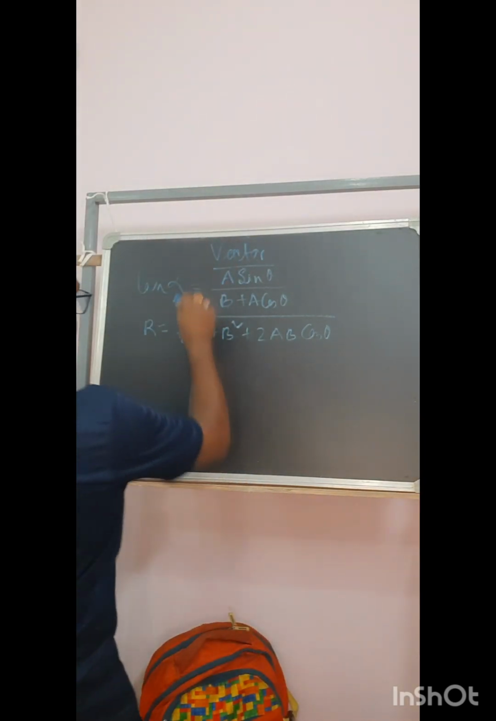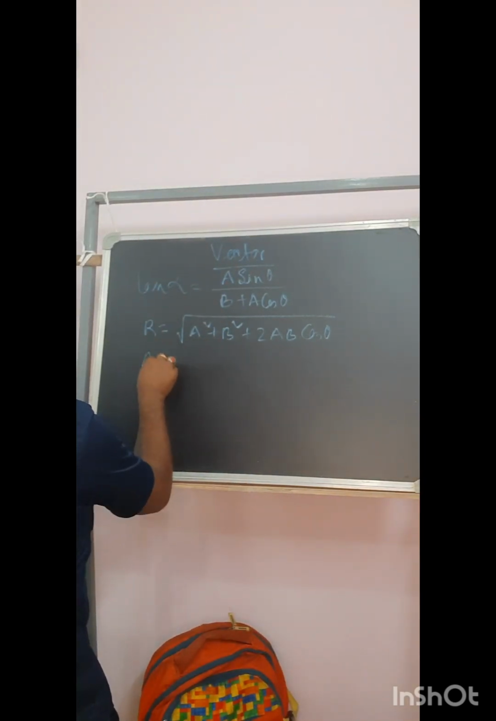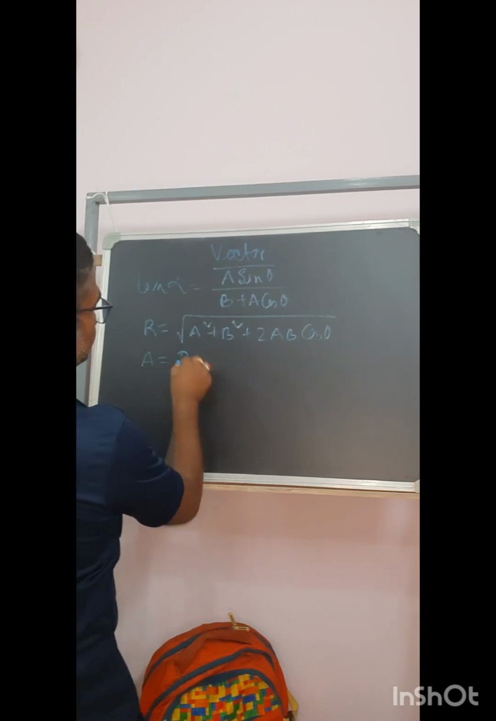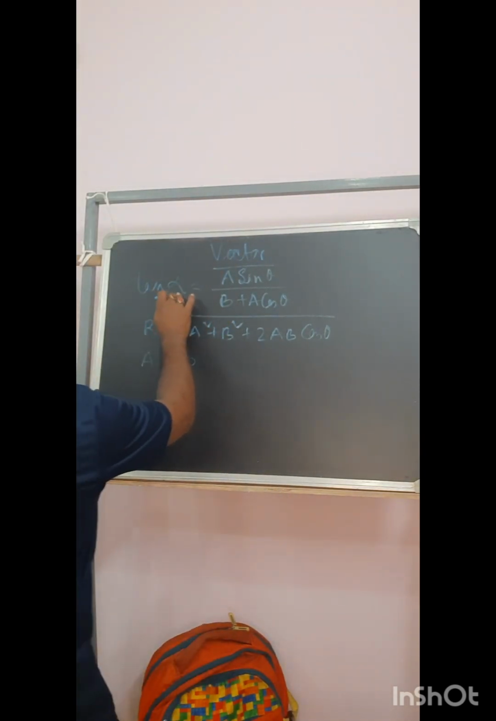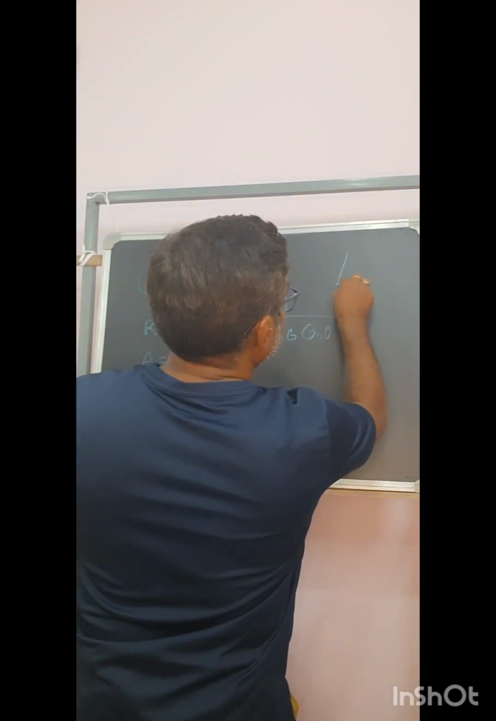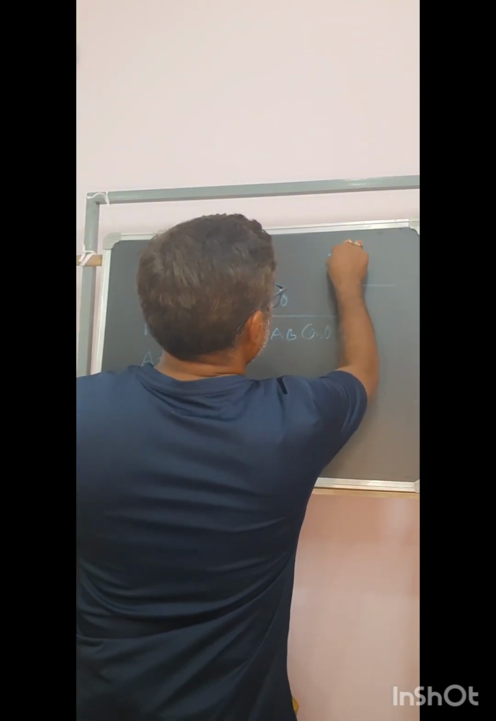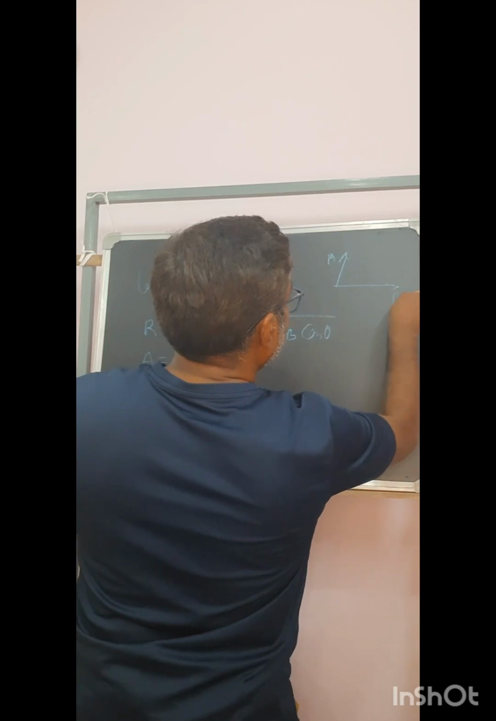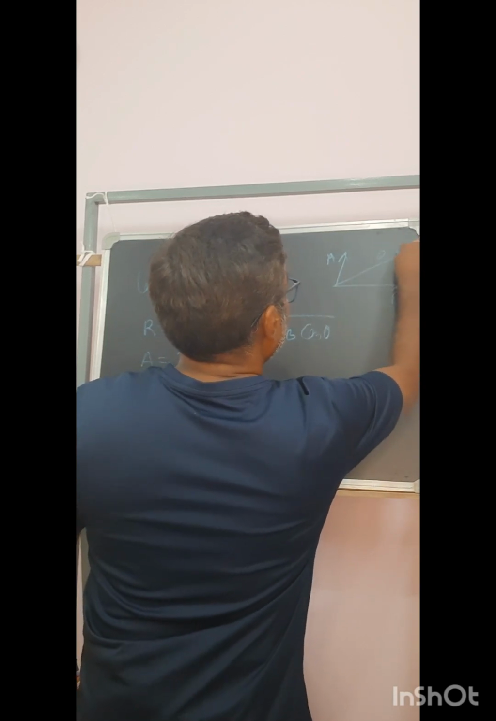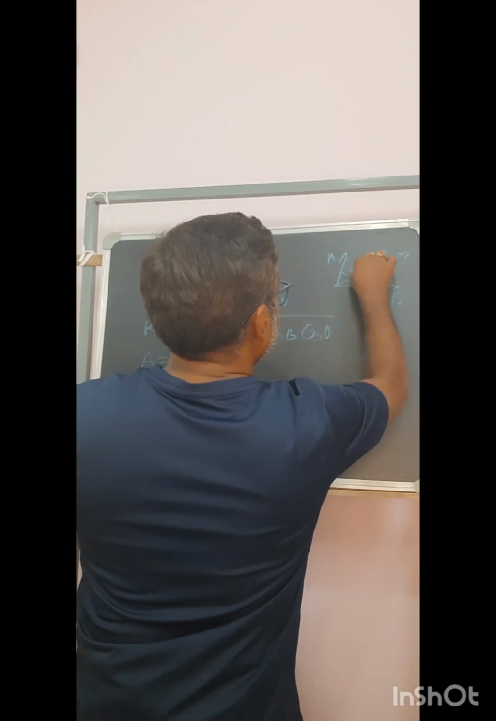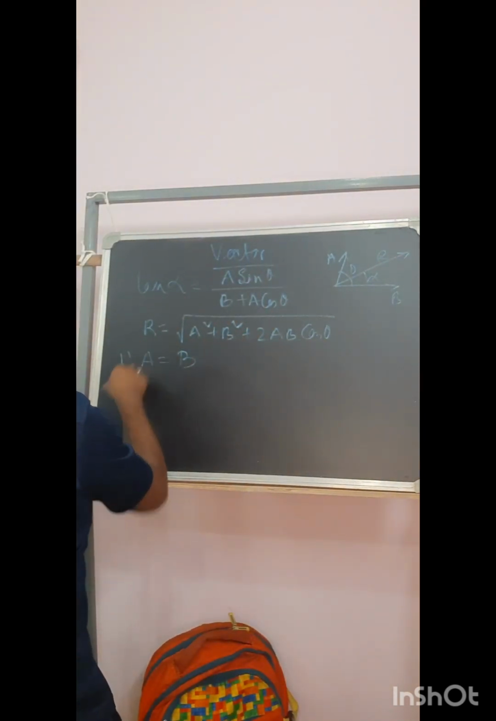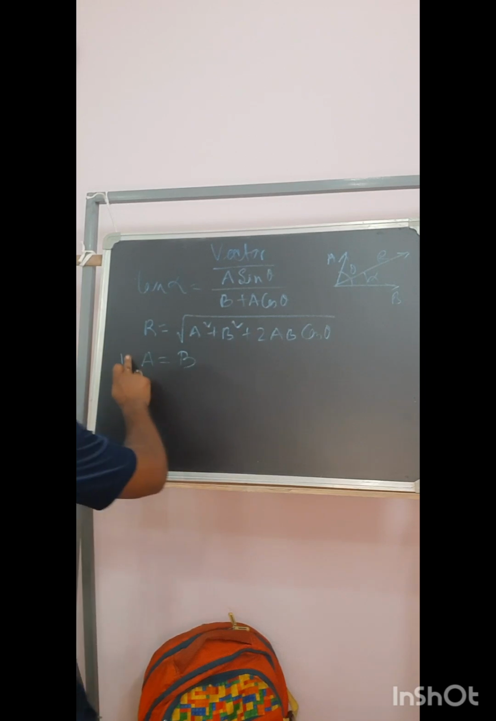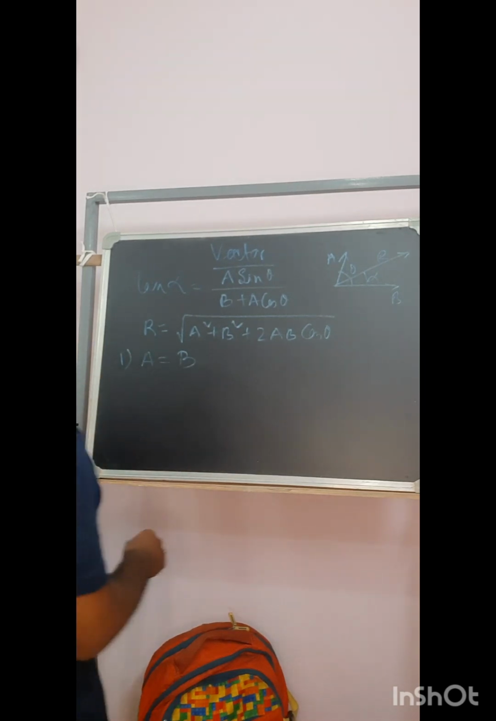One of such conditions that I told you: in case a is equal to b, what would be the resultant, and what is the relation of alpha? Two vectors are acting, let's say a and b, and the resultant is r, this angle is theta, and this is alpha. So in case a is equal to b, what would be the condition? This was the condition that I left with you to try.